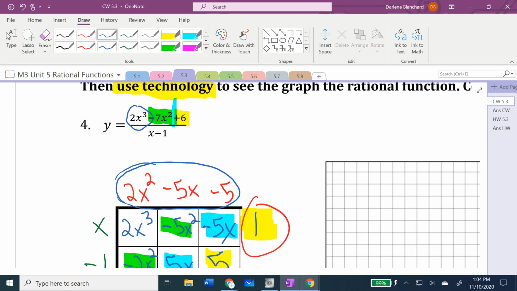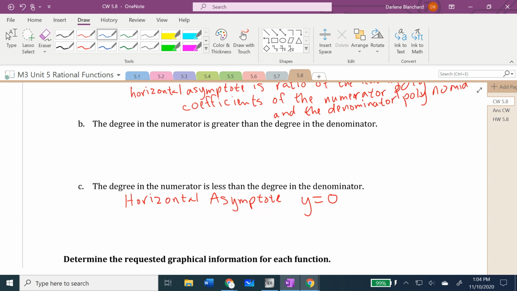I want you to be aware of it so that you can nicely just know that in the case where the numerator is greater than the denominator in degree, you don't have a horizontal asymptote. And at this level in math, that's all you need to be aware of, is just that you don't have a horizontal asymptote.